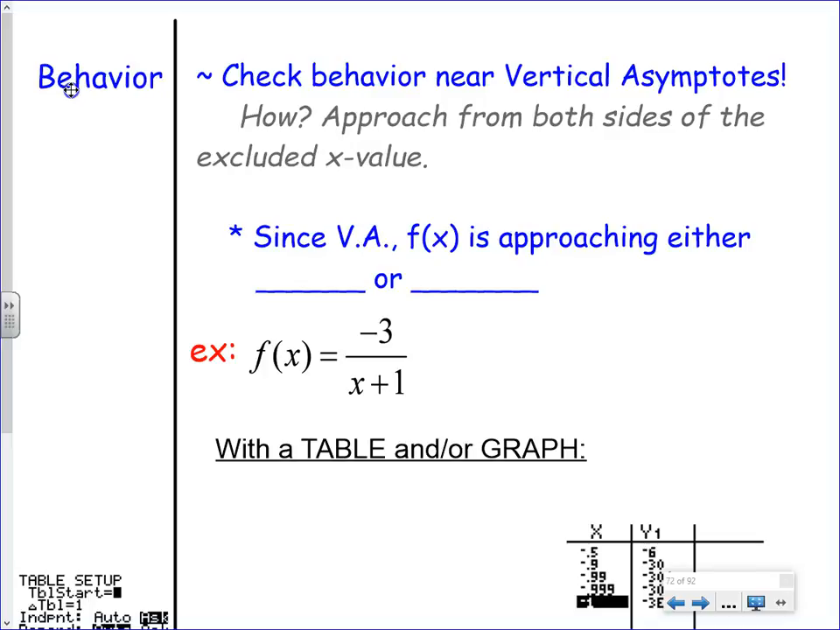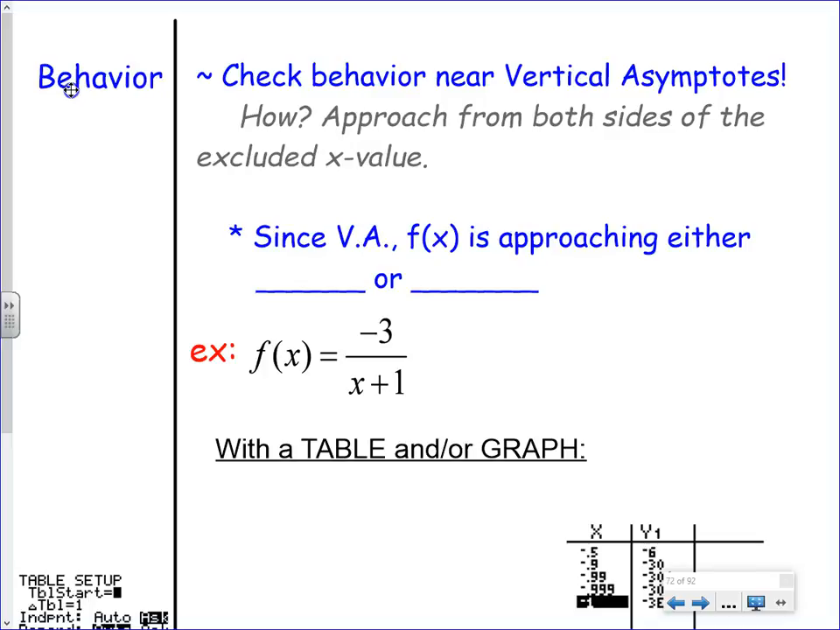And how do we figure out the behavior? We see the vertical asymptote as breaking the graph, and so then we have to come from below the vertical asymptote and ask, what's the function doing? And above the vertical asymptote and ask what the function is doing. We have to come from below and above and see what's going on.